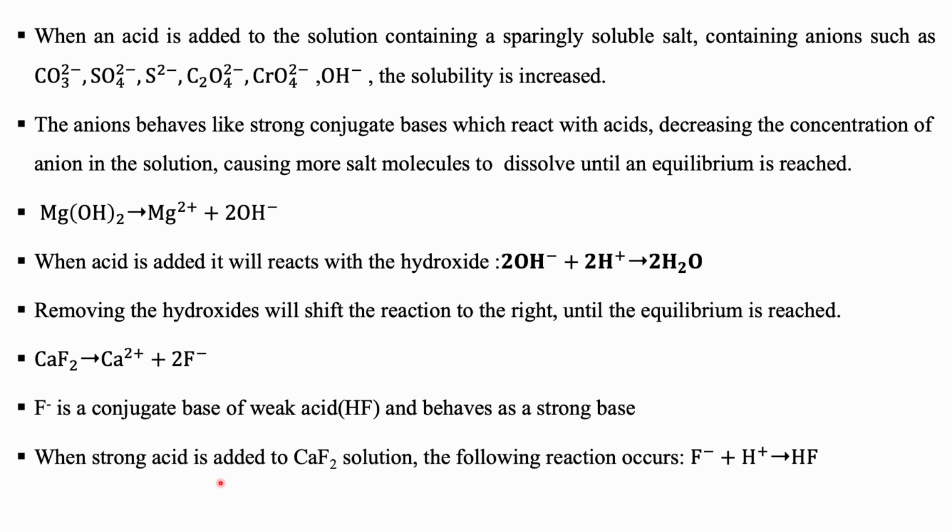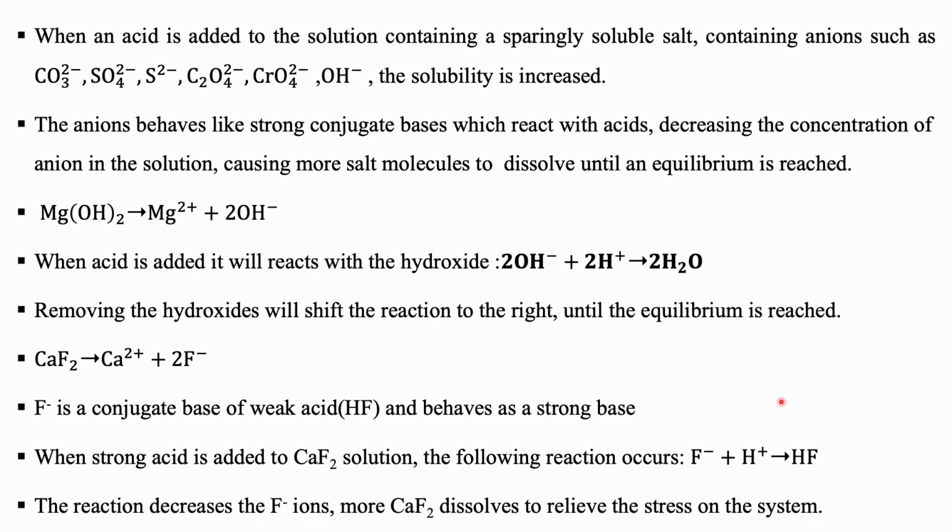When a strong acid is added to the KF solution, the acid will react with F minus, producing HF. That means removing the F minus will cause more KF to dissociate, causing the reaction to shift to the right until equilibrium is established. So adding an acid will decrease the F minus, therefore more KF will dissolve to supply the F minus again.